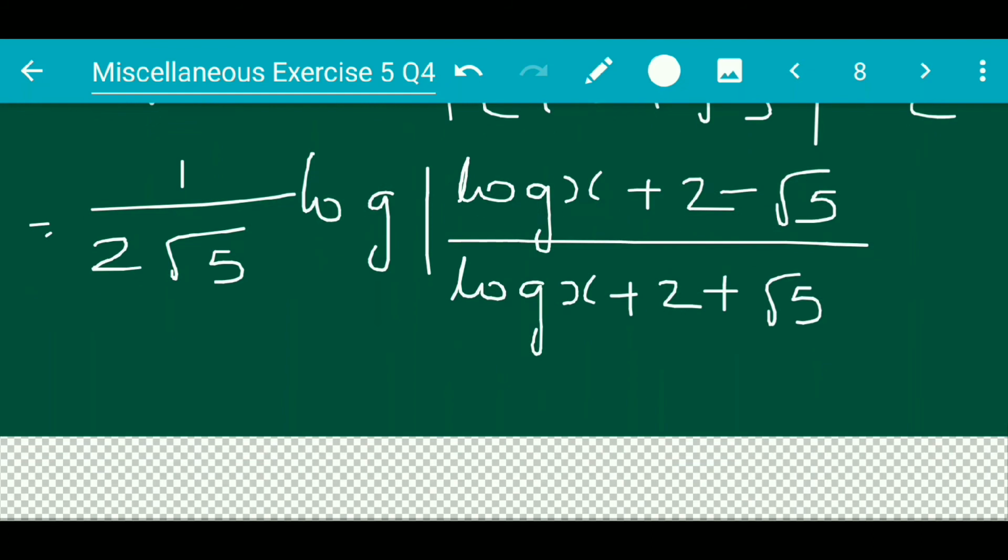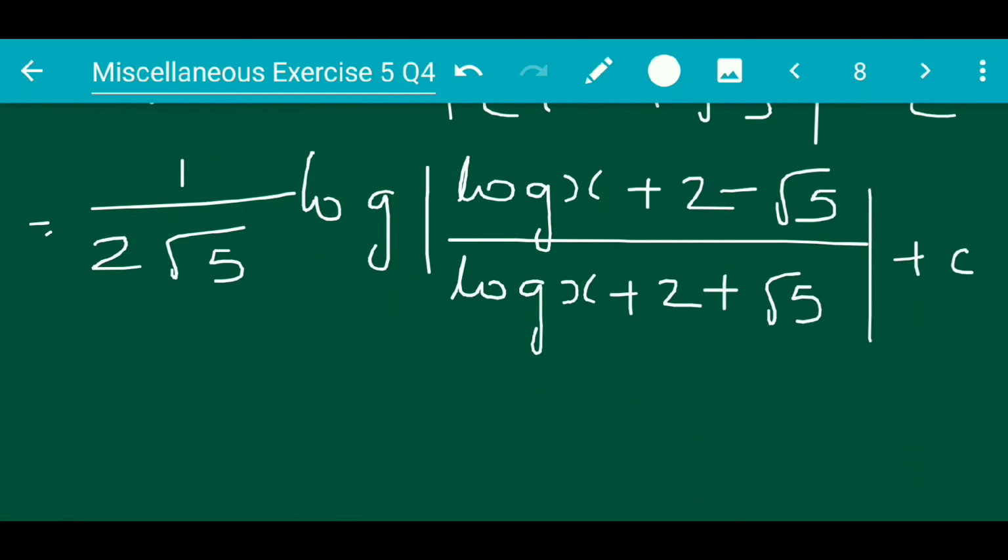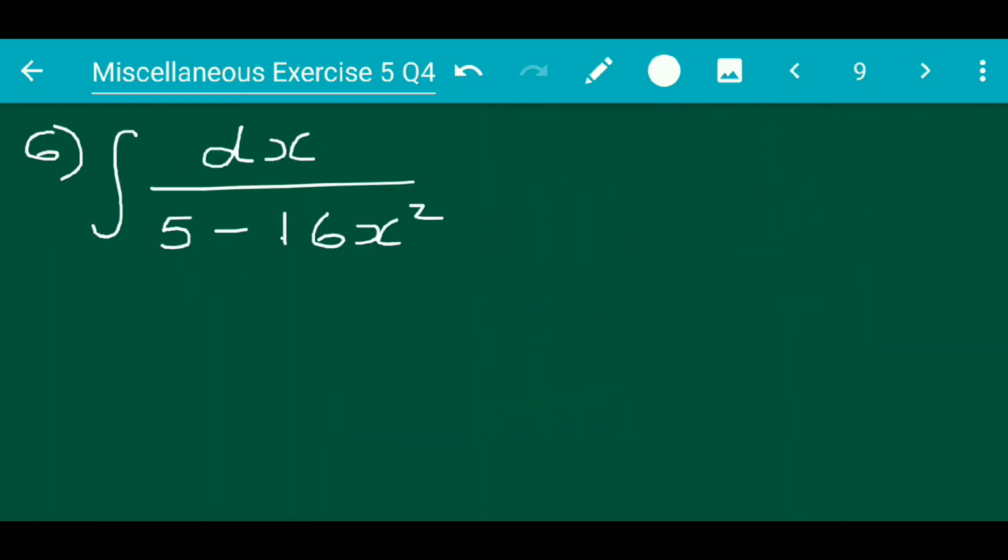And plus c. Thus we get the answer for this sum. The next sum, the sixth sum.